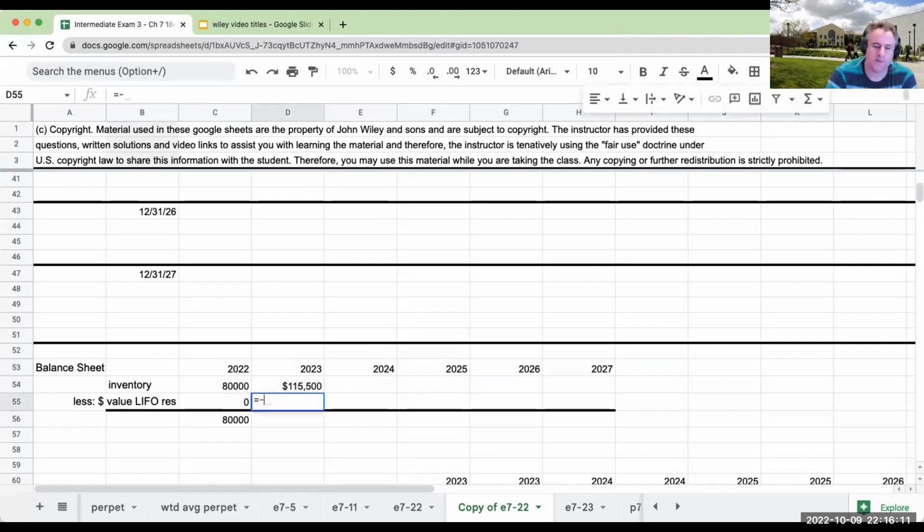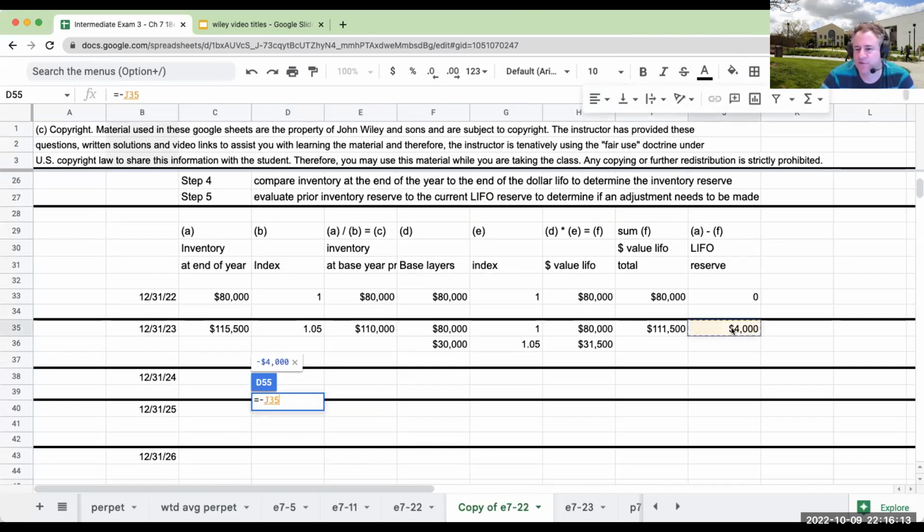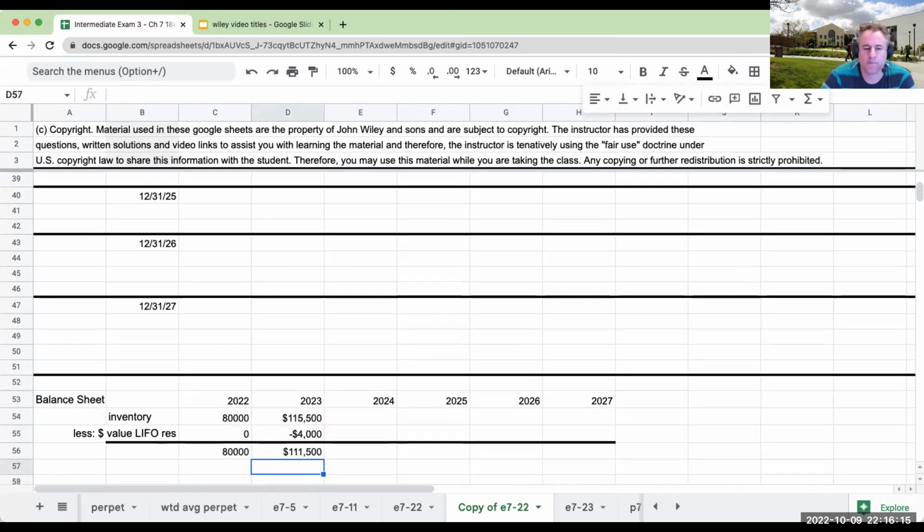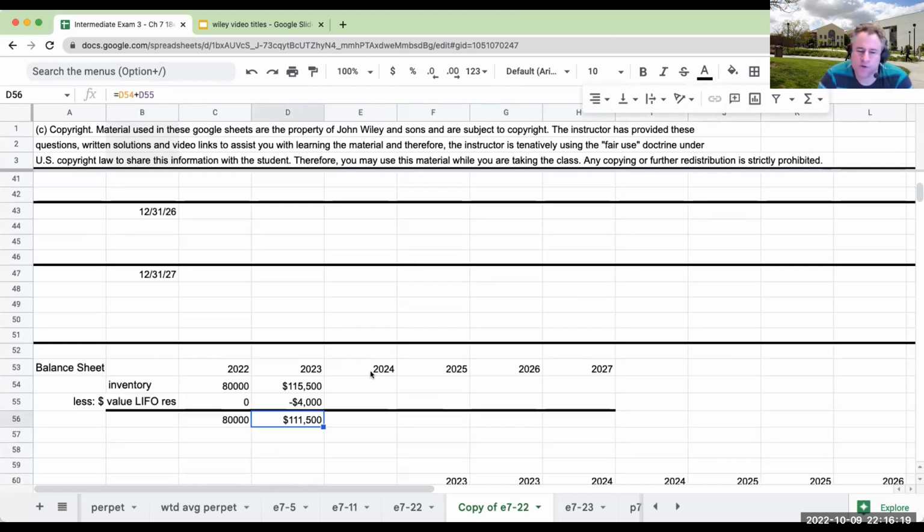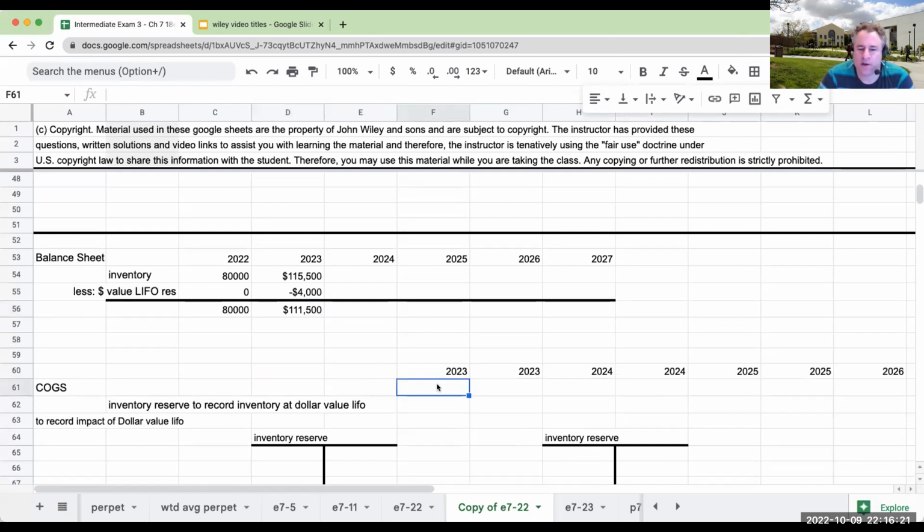So over here, this is going to be less this 4,000. Okay. So now I'm showing over here 115,000. So what does this look like on my books? To make the entry for this, I'm going to debit cost of goods sold. Remember, this is a contra asset account. It's going to reduce the carrying value. So I'm going to go over here and credit this for 4,000.